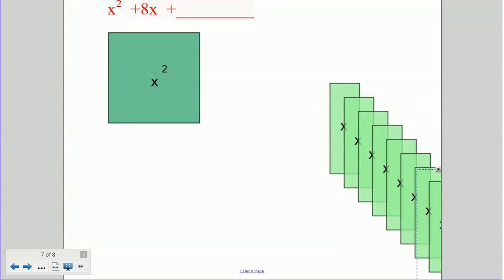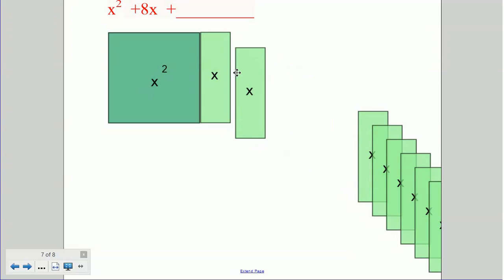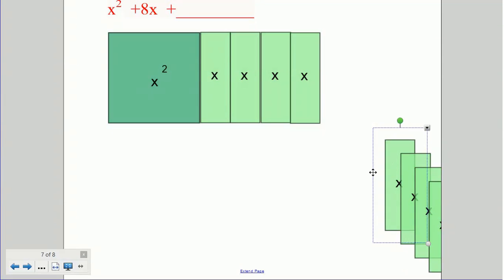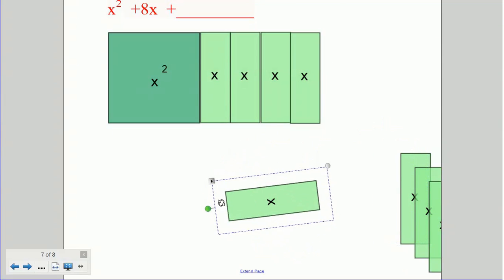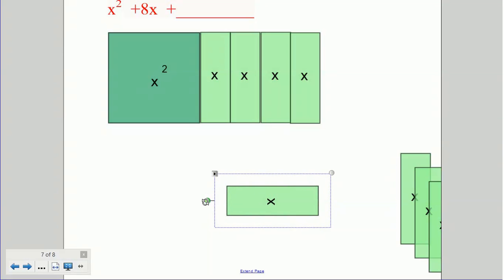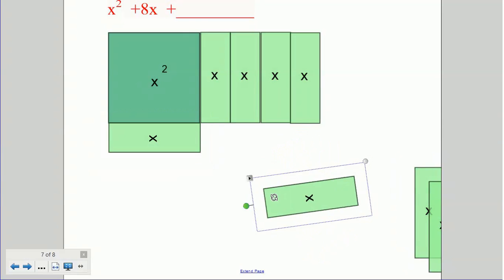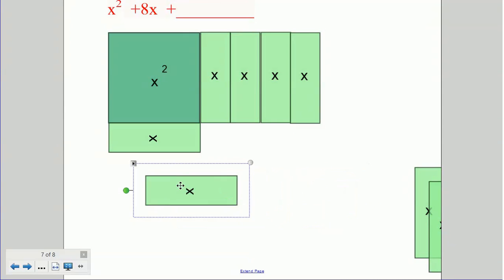Alright, so let's try this one here. So I've got x squared plus 8x plus blank. So I know I have to arrange my x terms around my x squared here. I'm going to do half of them on one side, half of them on the other, just like I've done before. So it looks like I have to spin this one. There we go. Spin this guy around.